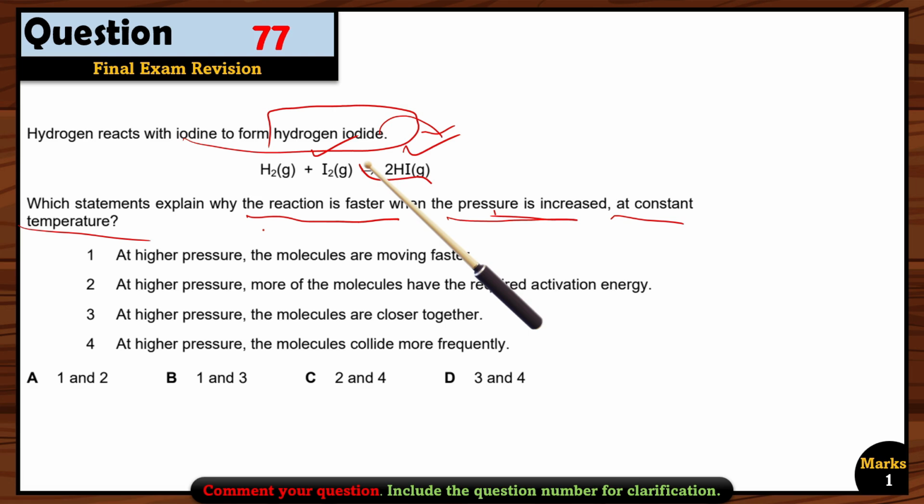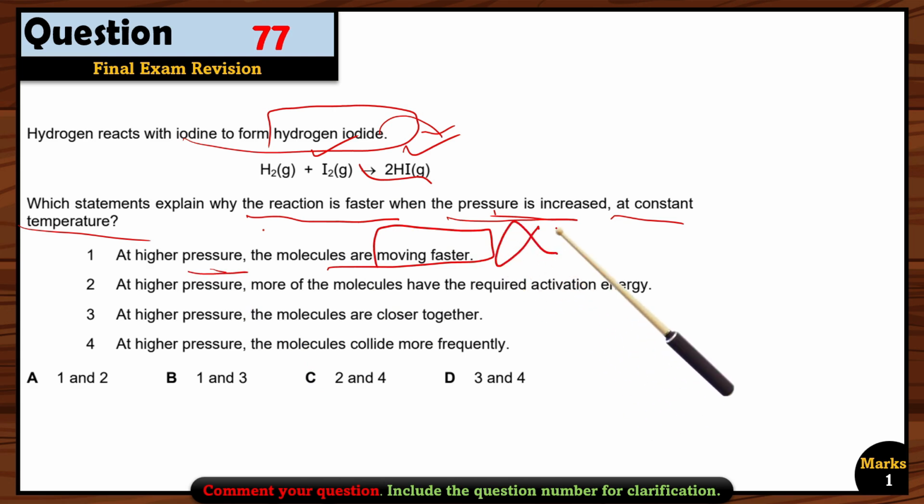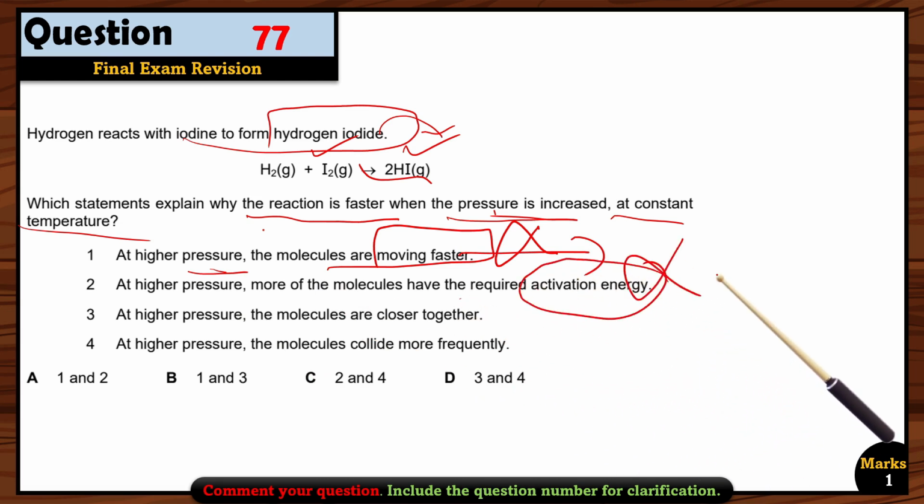Now let's see the options. At high pressure, the molecules are moving faster. Wrong. Only when you increase the temperature will the particles move faster, because they have more kinetic energy. Temperature can only speed up the particles' movement. So that's only for temperature, not for pressure. At high pressure, more of the molecules have the required activation energy. Again, wrong. Activation energy is actually for the system, not of the particles. So this option is wrong.